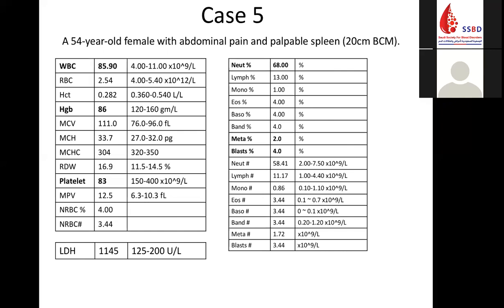The CBC: we have a leukocytosis, anemia, and thrombocytopenia, mainly neutrophils on the diff, with some circulating blasts, 4%. You also have a left shift. You have nucleated RBCs. So this is what we call a leukoerythroblastic blood picture.